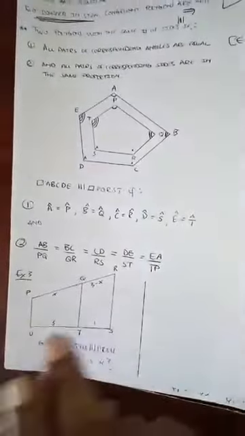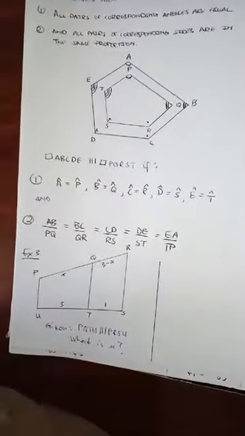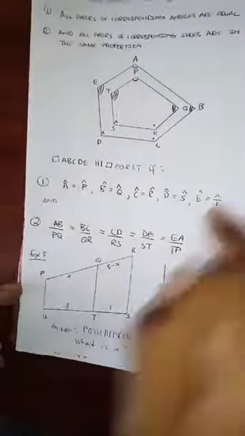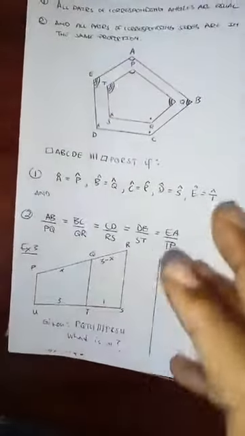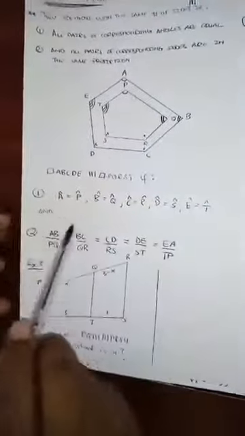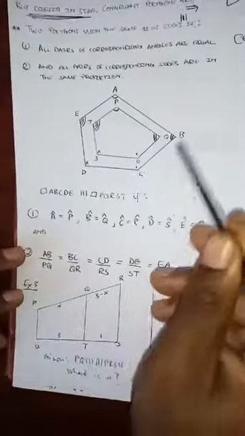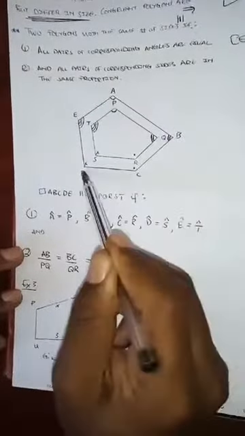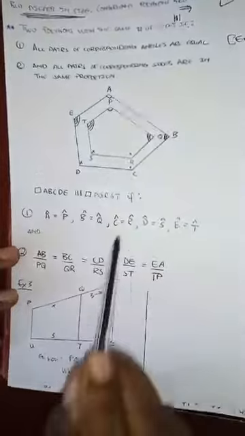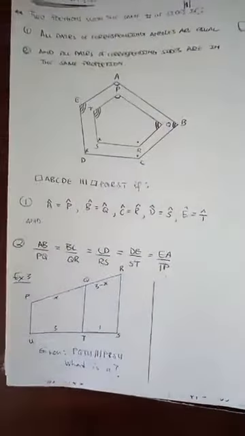And so you must satisfy two conditions for polygons. For triangles, it's okay to satisfy one, either the angles or the proportionality of sides. But for polygons, you must satisfy both the angles and the sides. So the second condition is that AB over PQ should be equal to BC over QR, which is equal to CD over RS, which is equal to DE over ST, which is equal to EA over TP. So those are the conditions.